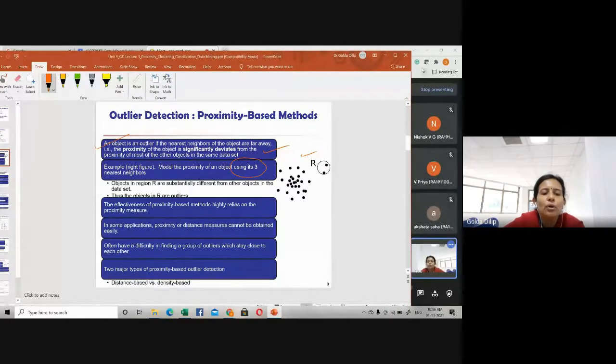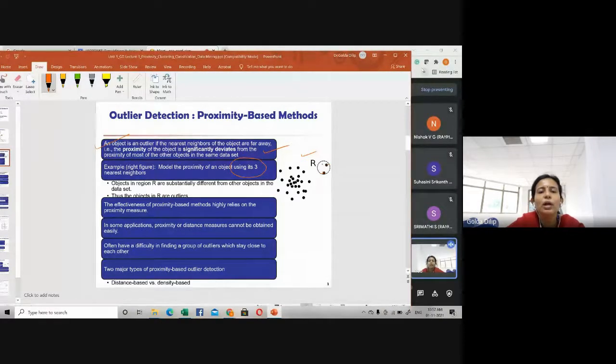There are two objects here, one and two, these two. For the two objects in this region R, if it is 3 nearest neighbors, their second and third neighbors are dramatically more remote than those of any other objects. So we can label the objects in R as outliers based on the nearness or proximity. That's the concept.